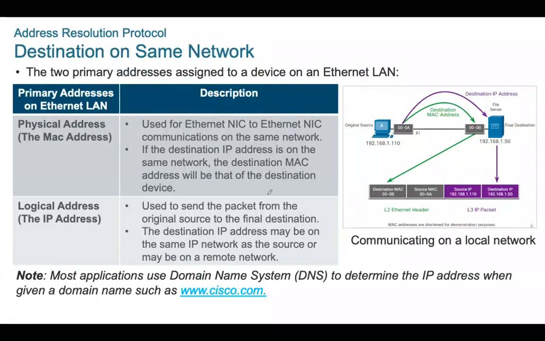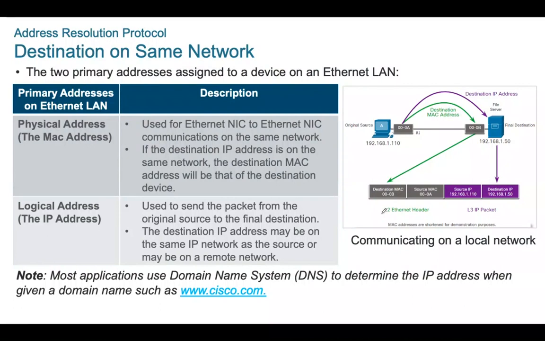They simply generate a layer 2 Ethernet header that encapsulates the layer 3 IP packet header. In this, it will have the source MAC address and the destination MAC address. But how will it obtain that particular information from the network? In this case, if they are in the same network, then the destination IP address and the source IP address will be exchanged between your original source and your final destination.